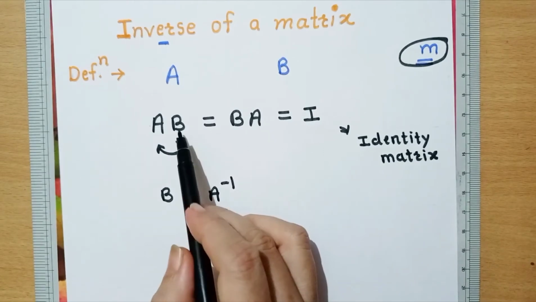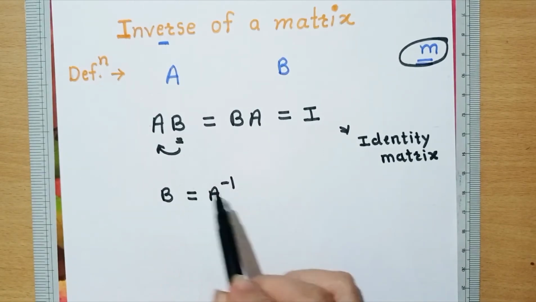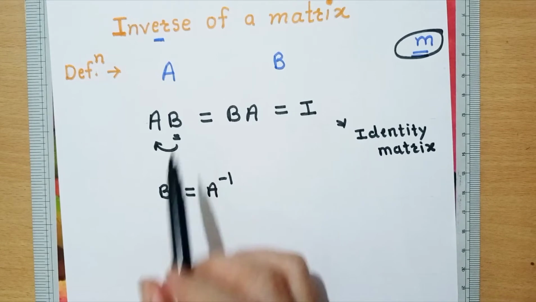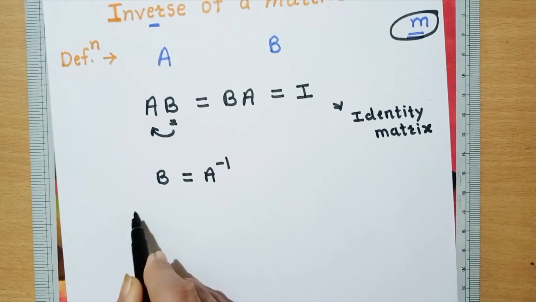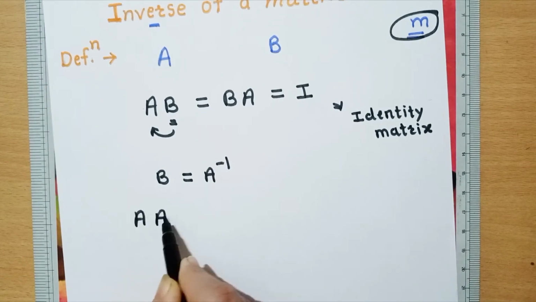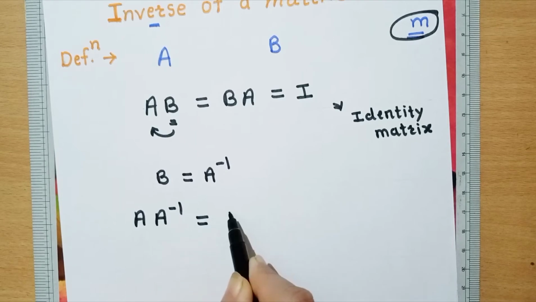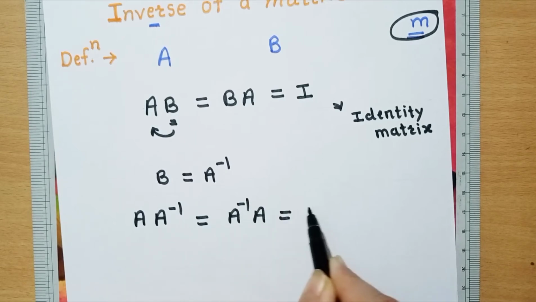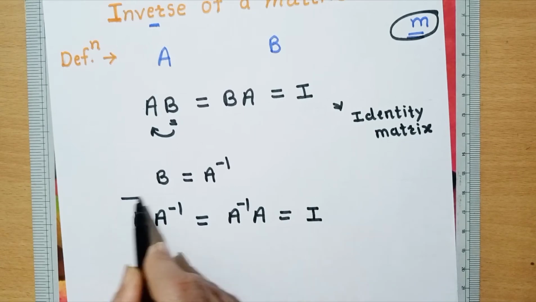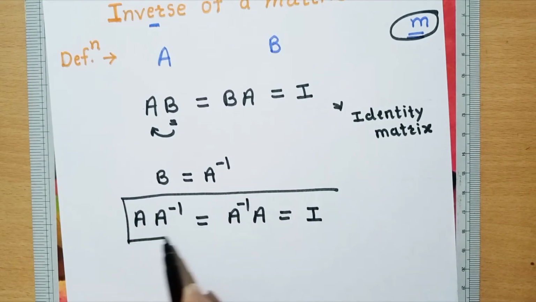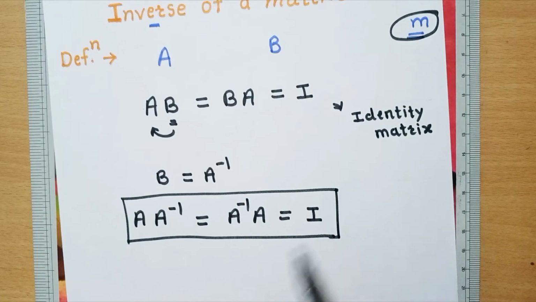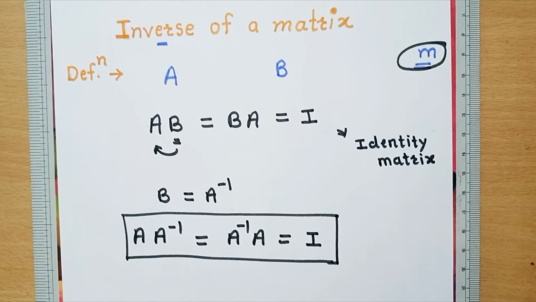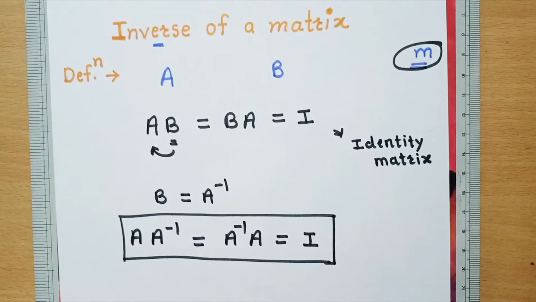So if I use the notation A inverse for B, then the same rule we can write as A A inverse is equal to A inverse A is equal to the identity matrix. This is the most important rule for the inverse of a matrix.